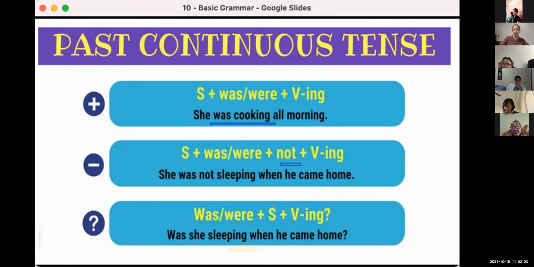To form the negative, we add not to the sentence. She was not sleeping when he came home. Sleeping is that continuous action, but she was not sleeping. To ask the question, we'll use was or were at the beginning, followed by the subject, verb, and ing. Was she sleeping when he came home?